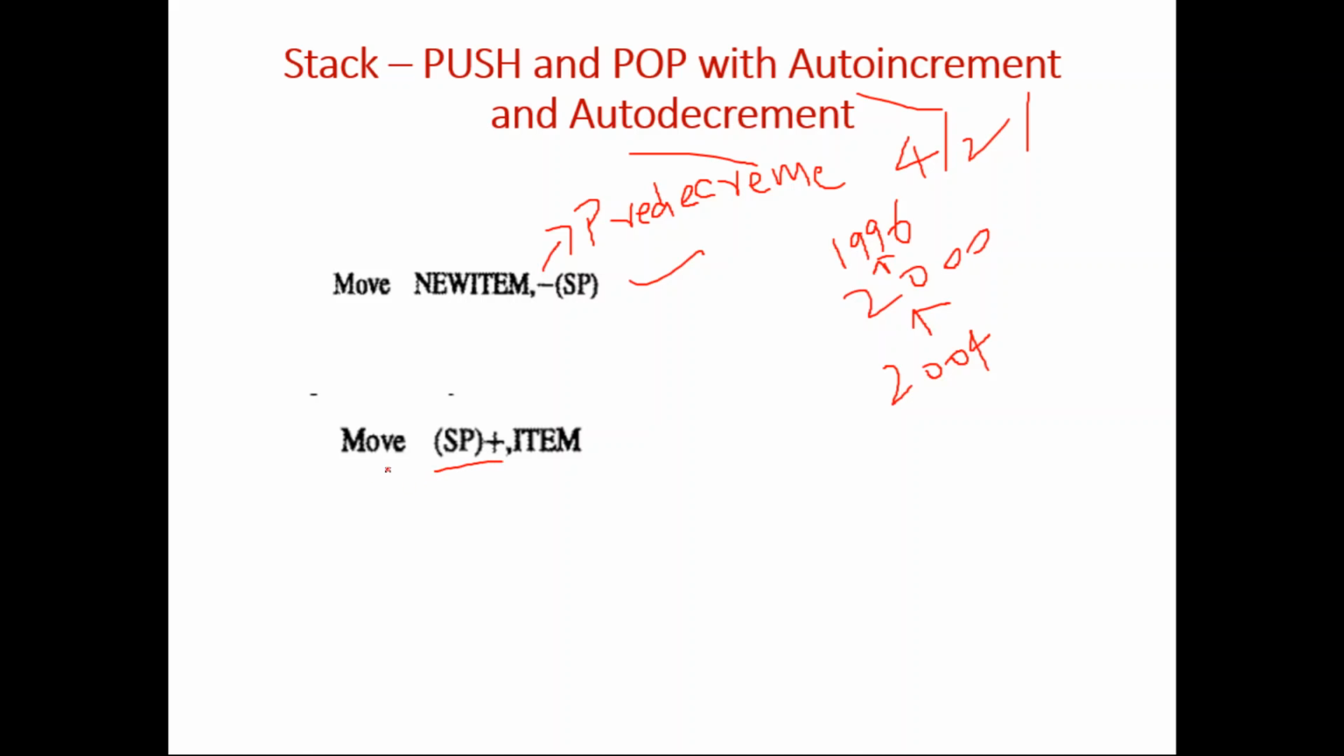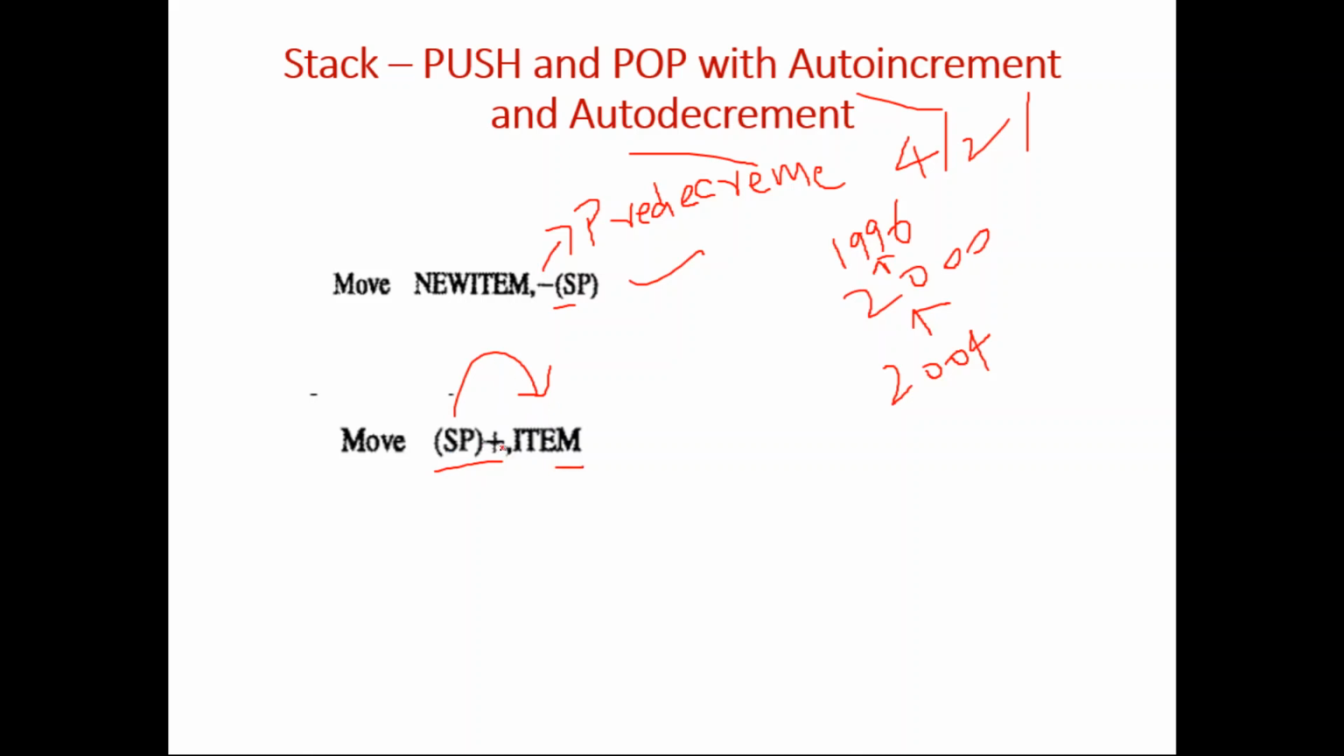So this is the logic for push with auto decrement, and this is the logic for pop with auto increment. Here we are doing move SP plus. The plus comes after SP, so this is post increment, whereas the other is pre decrement. It says that the content of the location pointed to by SP should be moved to item, and after moving that, increment SP.